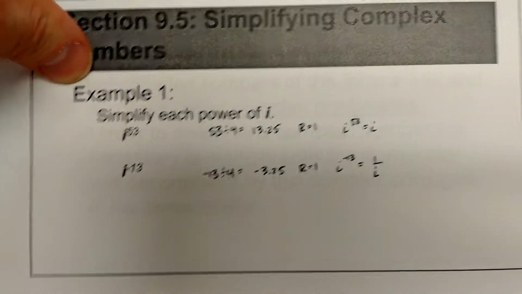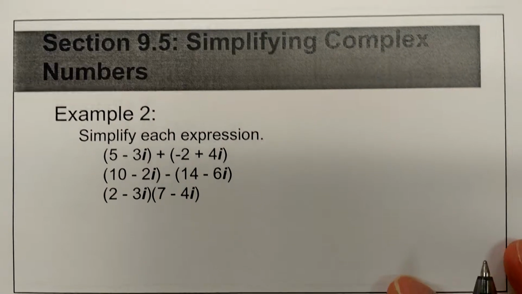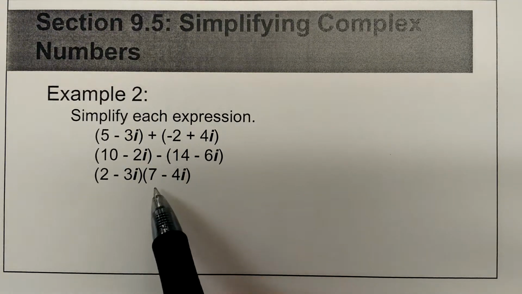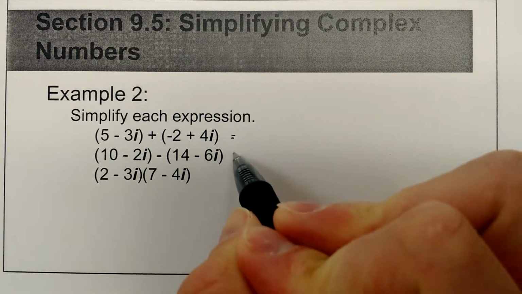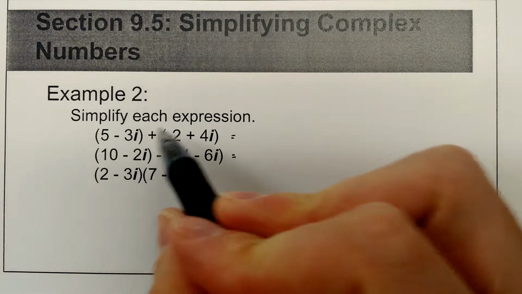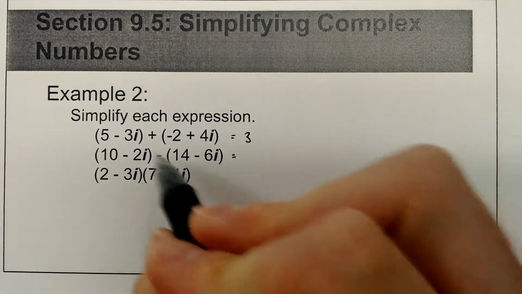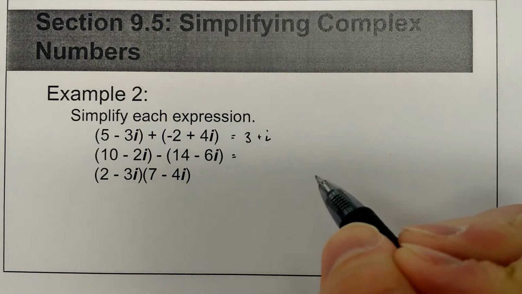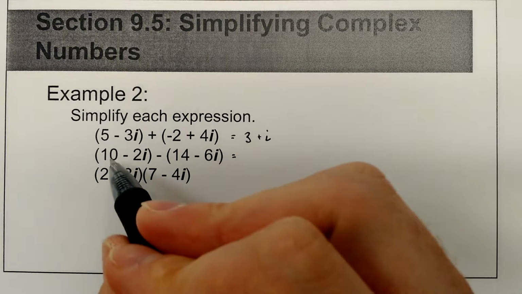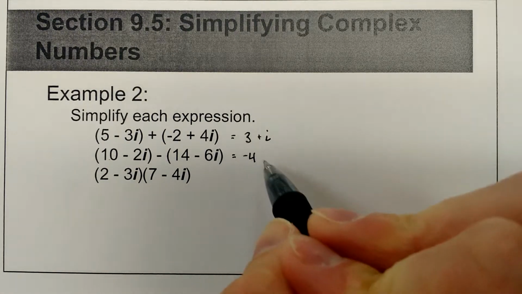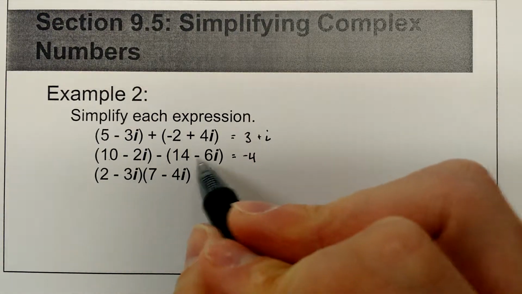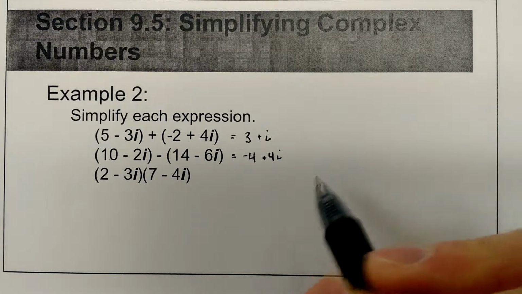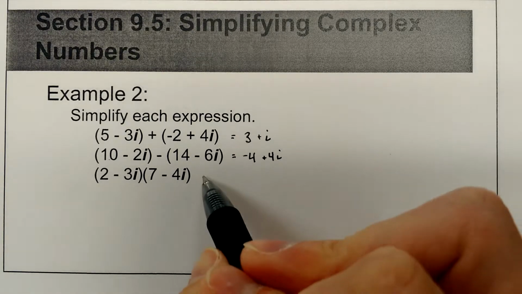Okay. So we've got some other, more algebra-type simplifying of each expression. The first we've got addition, you've got subtraction, you've got multiplication. For addition and subtraction, you're just combining like terms. So 5 plus -2, that's 3. -3 plus 4, that's 1, so 3 plus i. Subtraction works the same way. 10 minus 14, that's -4. -2 minus -6, so that's -2 plus 6, so that's 4. Now for multiplication, you have to FOIL.